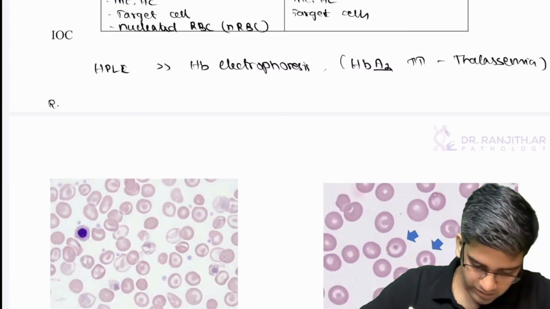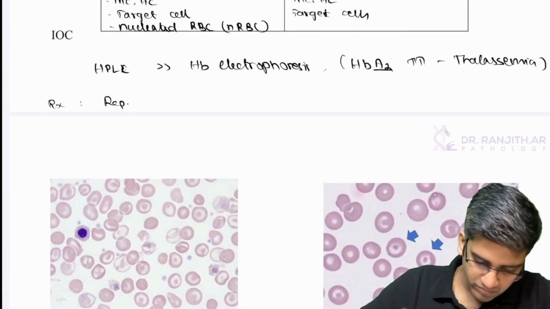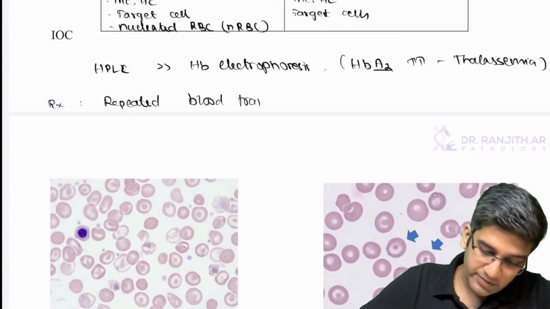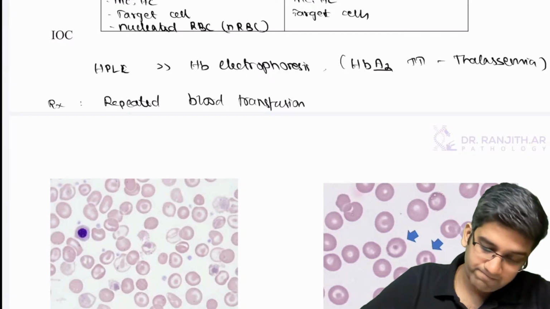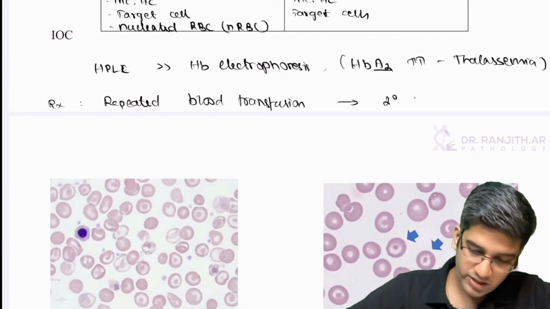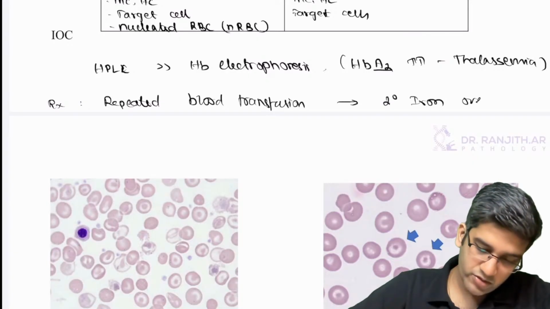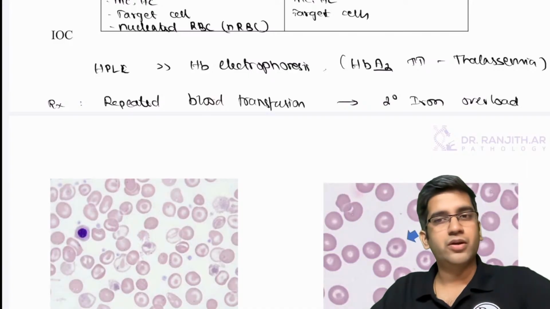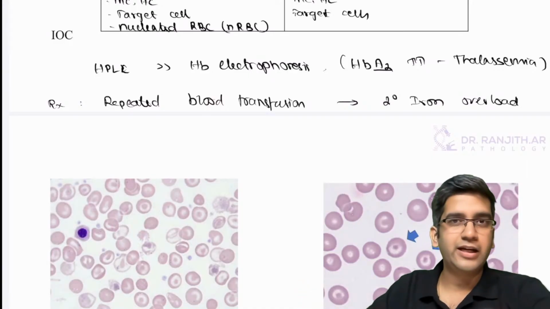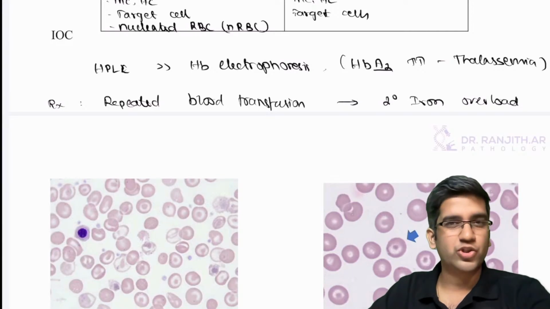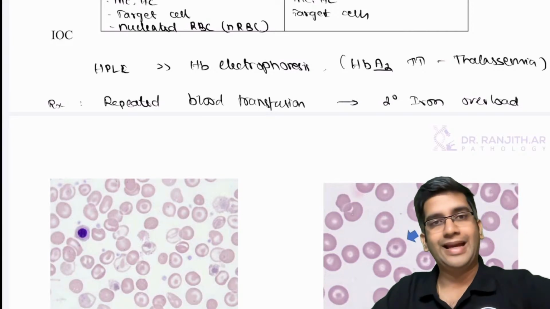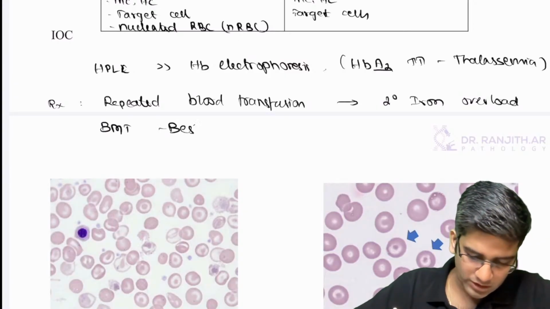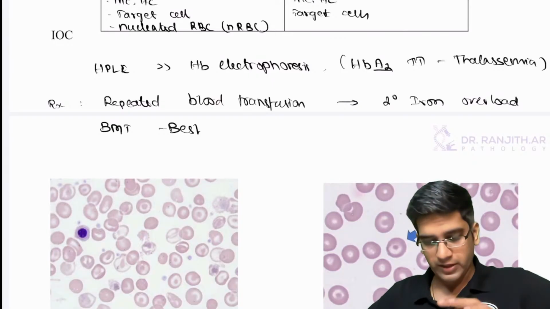Fine. Treatment, two options. Most often, what we'll do is repeated blood transfusion. The problem with repeated blood transfusion is that it will cause secondary iron overload and secondary hemosiderosis. So to avoid that, I by default have to give iron chelators. You know the iron chelators. What iron chelators come to mind? Desferoxamine, deferasirox. You have to give them so that I can reduce that. And the best is bone marrow transplant. If you get a donor, the best has to be a bone marrow transplant.